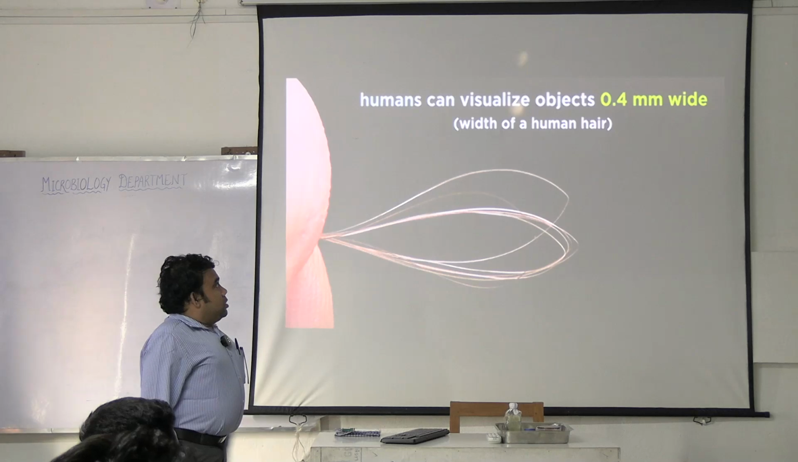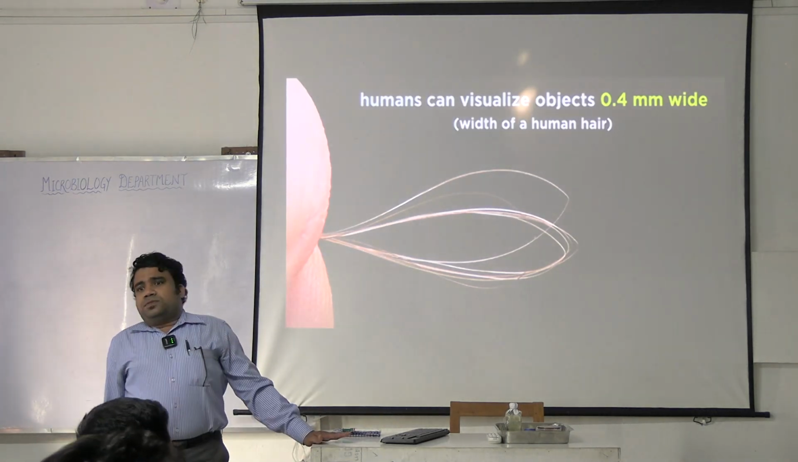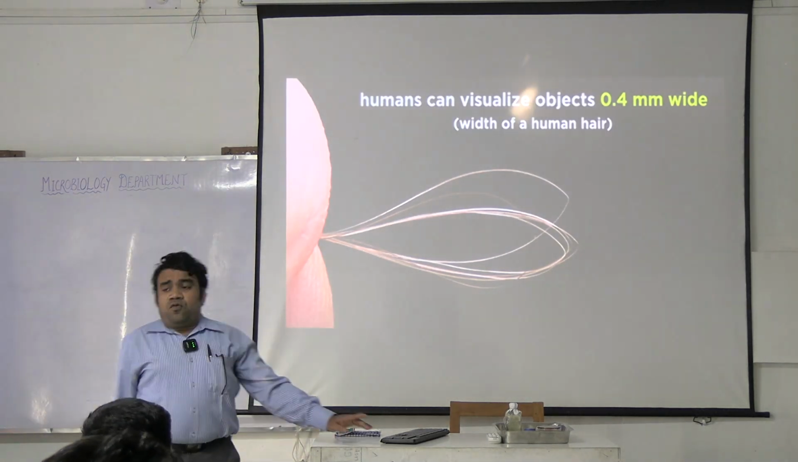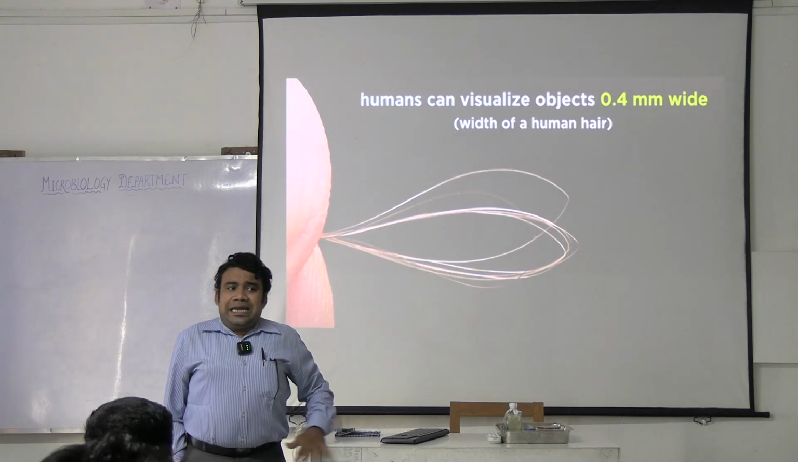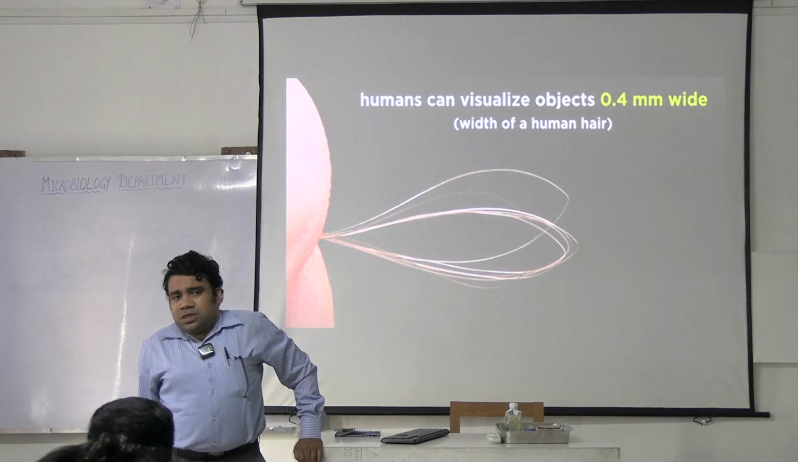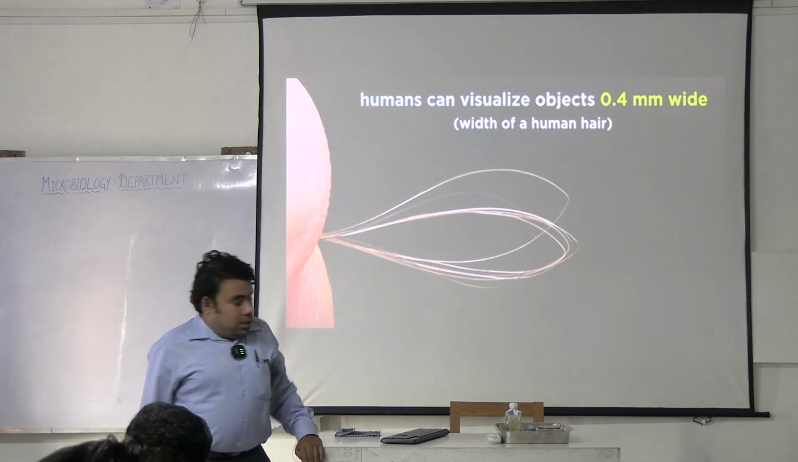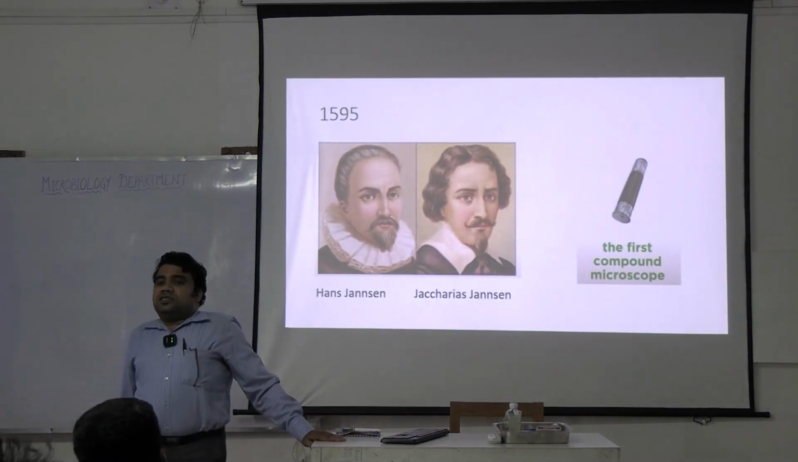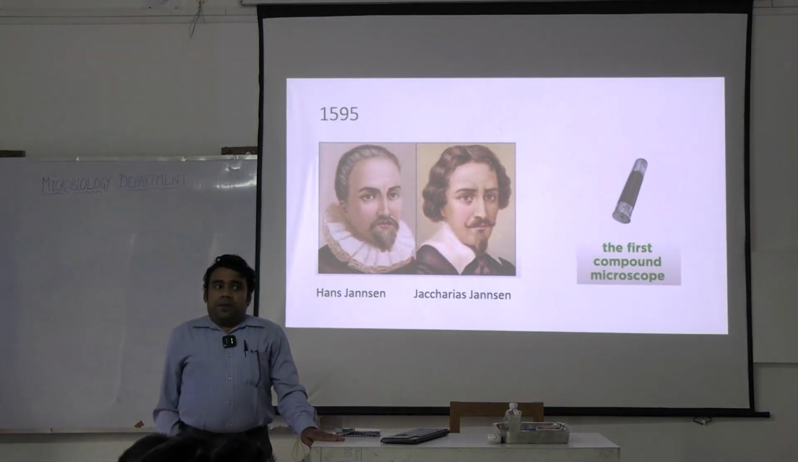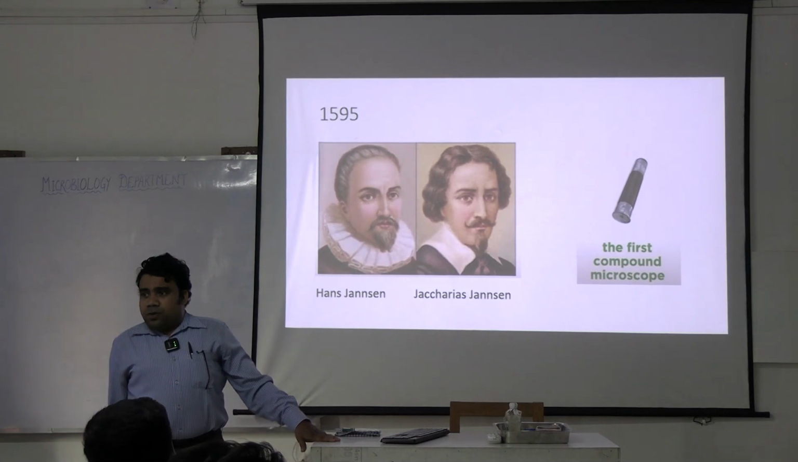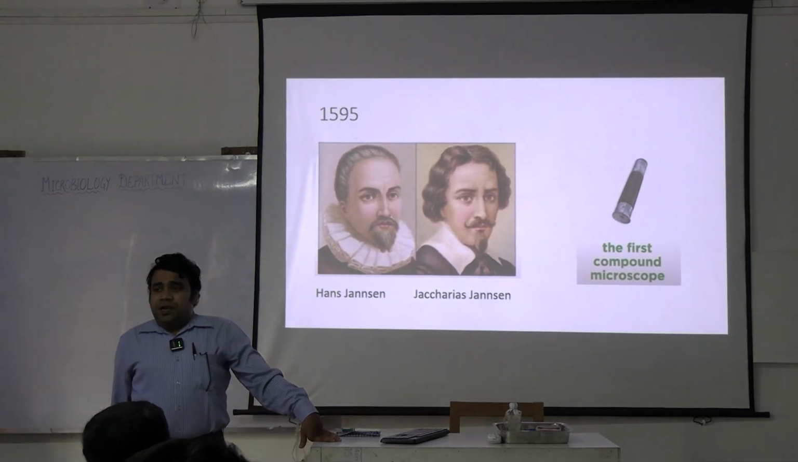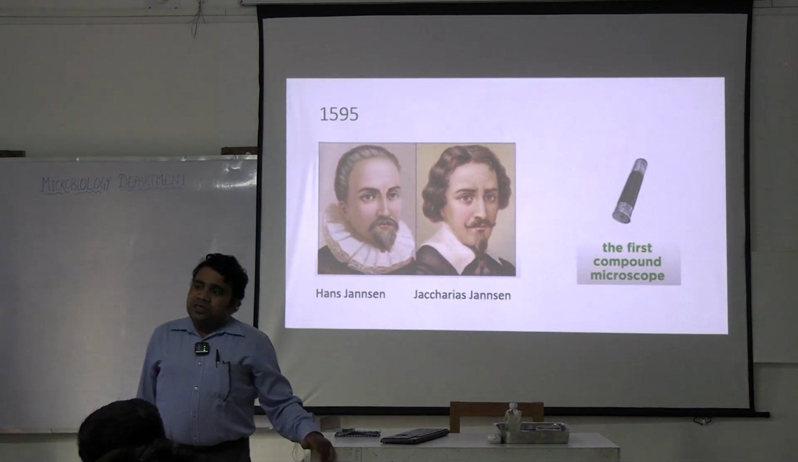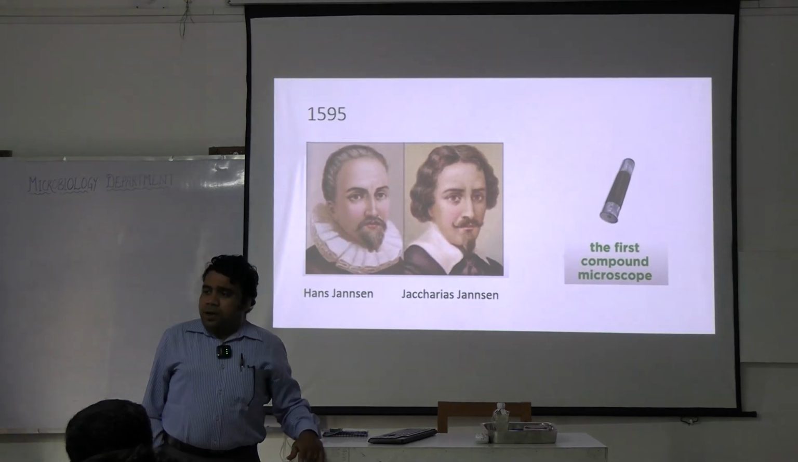So, human beings can see objects which are 0.1 millimeter. Anything smaller beyond that we cannot see. Let us look at the history. Perhaps the first microscope, that is a compound microscope, not the lens, was made by Zacharias Janssen or probably by his father.